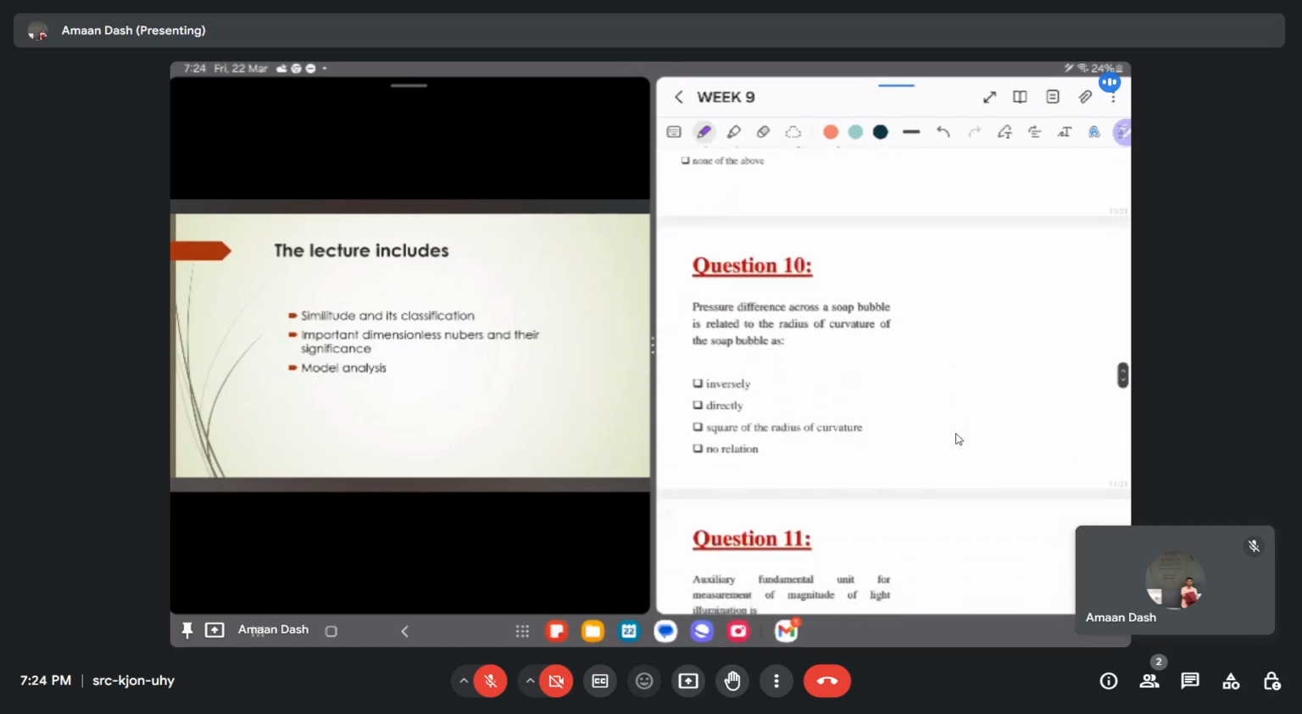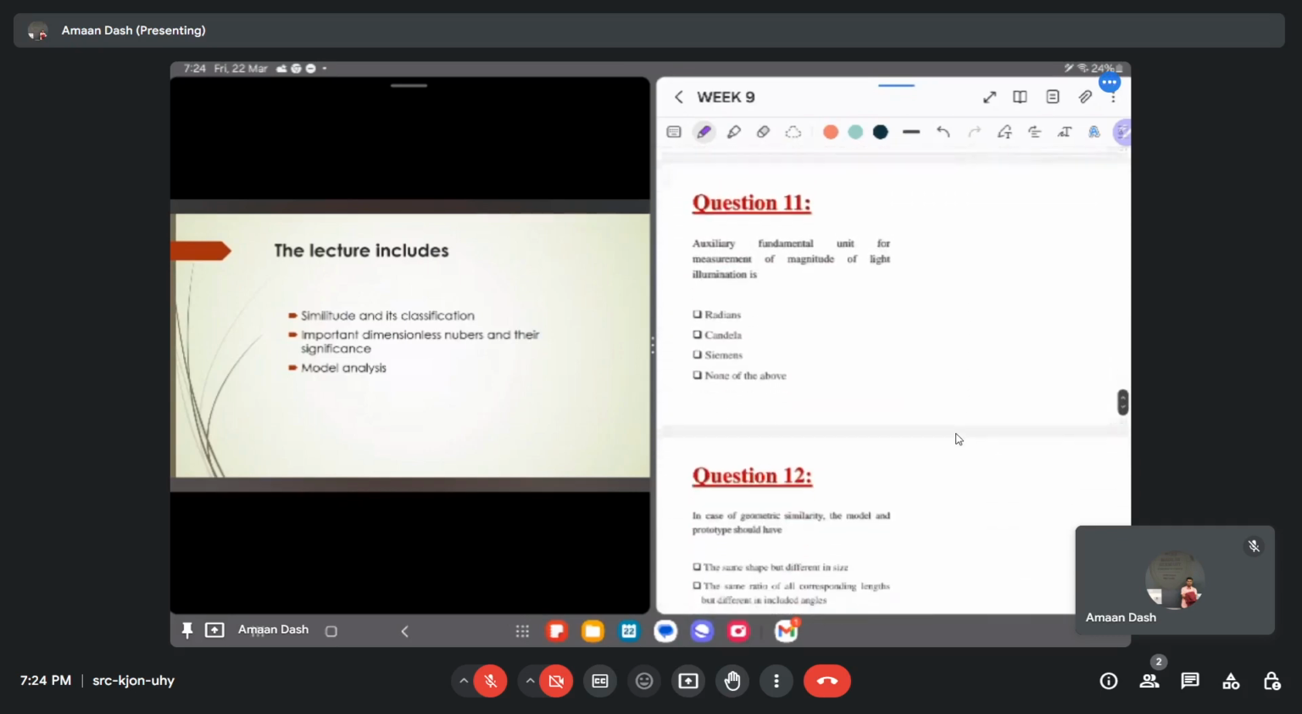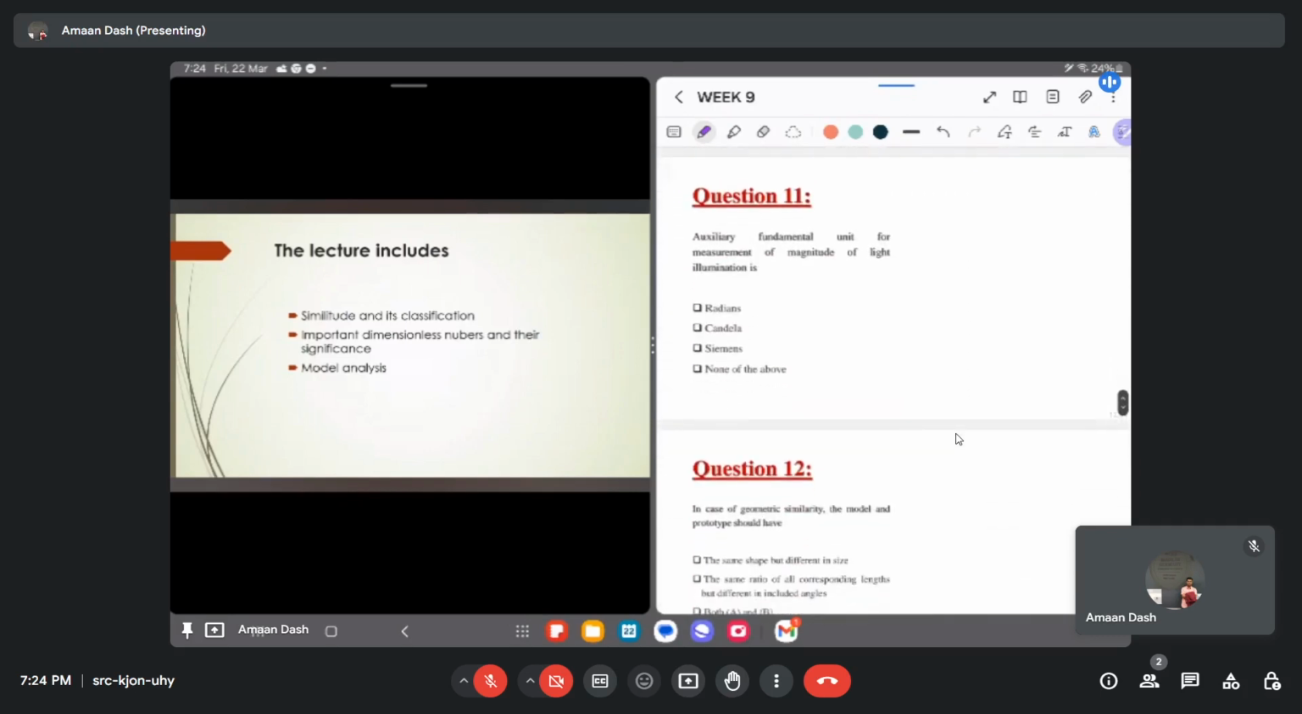The pressure difference across a soap bubble is related to the radius of curvature of the soap bubble as delta P is equal to some constant times rho by d, right? And it is therefore inversely proportional to the radius. Correct. The auxiliary fundamental dimension unit for measurement of magnitude of light intensity is candela.